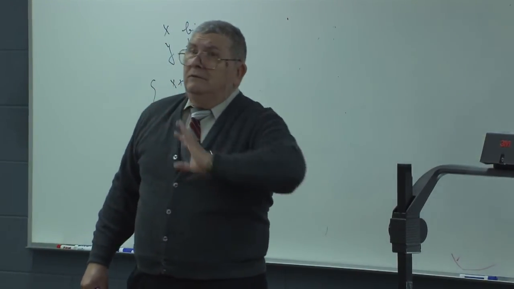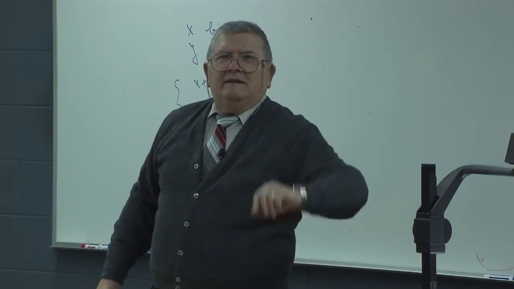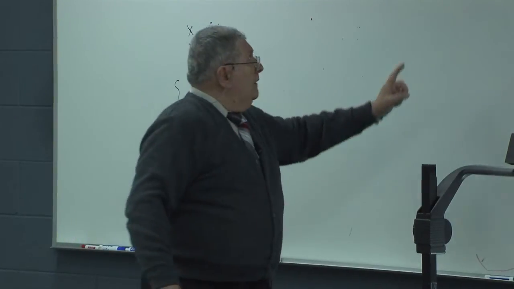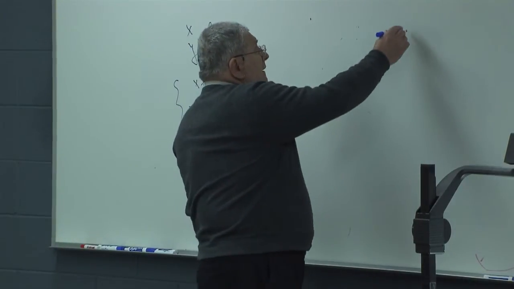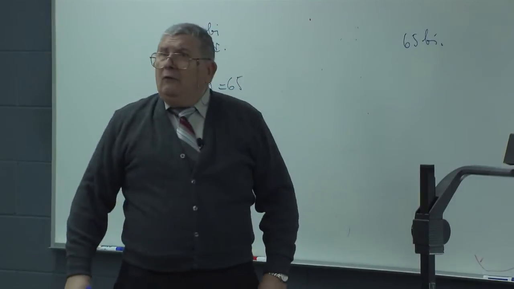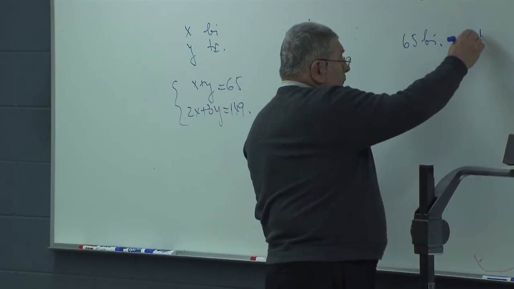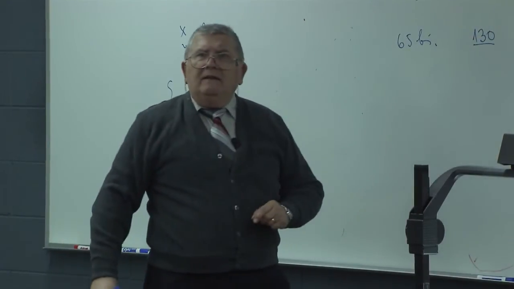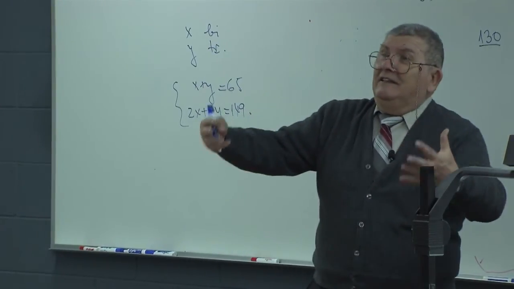Now, how to do this? Let us assume that all of them were bicycles. All 65 items are bicycles. How many wheels will they have? They will have 130 wheels. 65 times 2 is 130. Yes? This is the additional assumption.